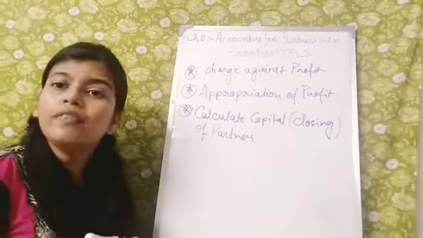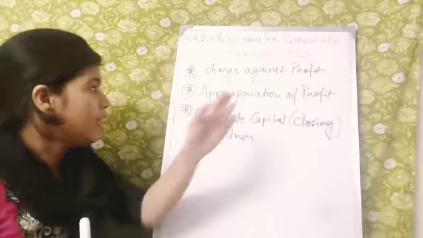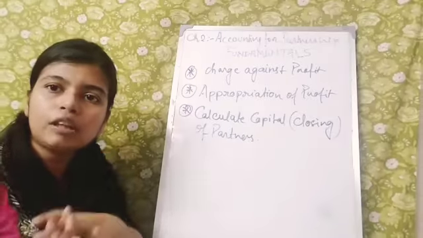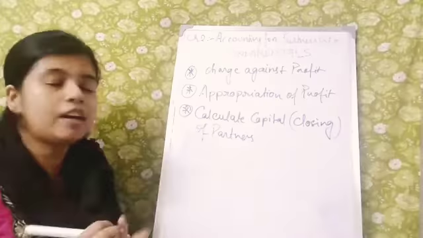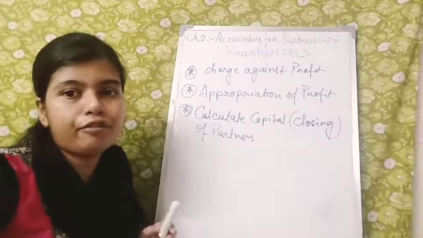Clear? So now what we can say is that the main purpose of a partnership firm is to distribute the profit among the partners and to calculate the closing capital, and then finally prepare the balance sheet of the partnership firm.